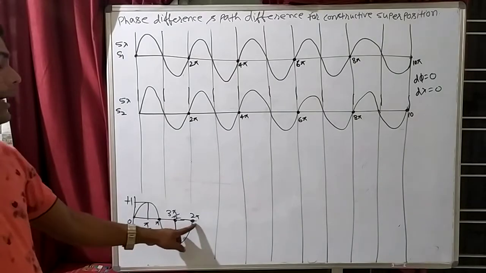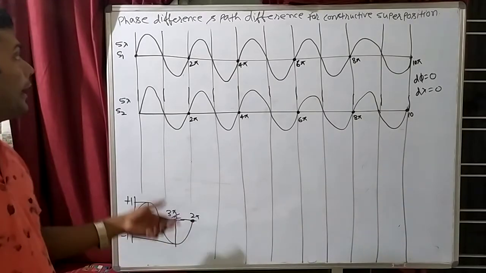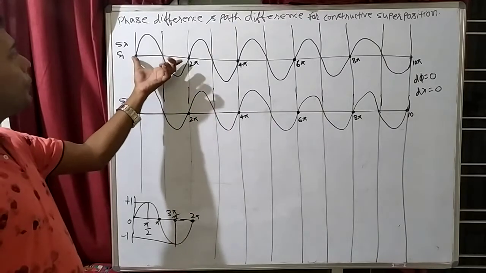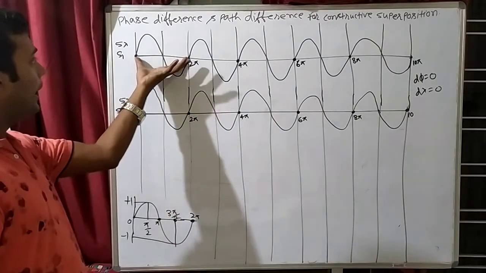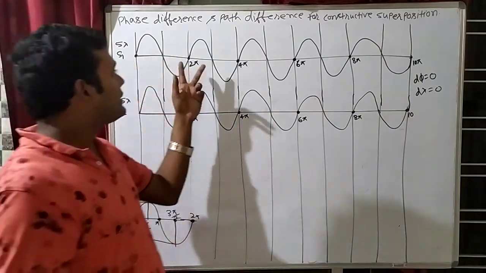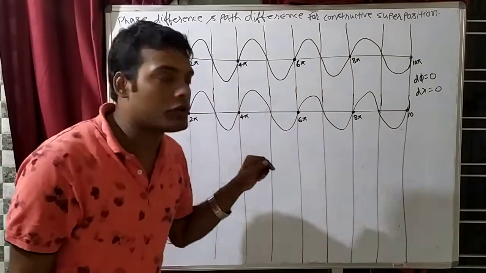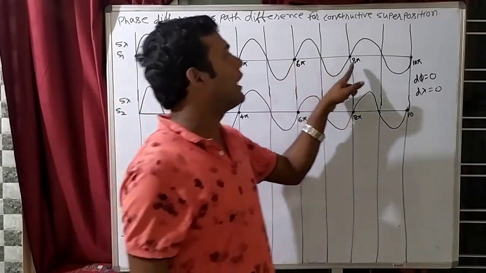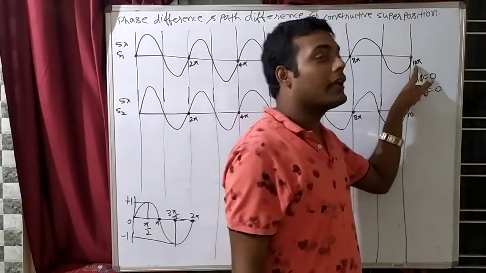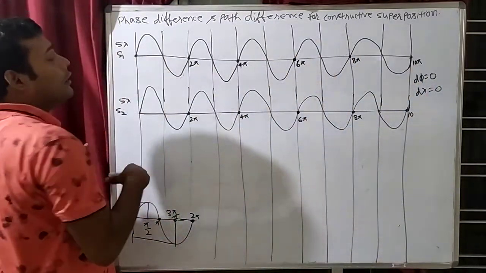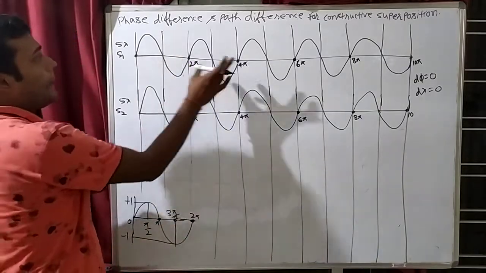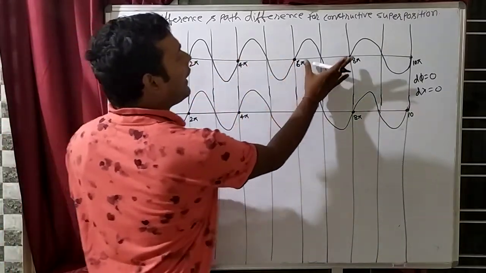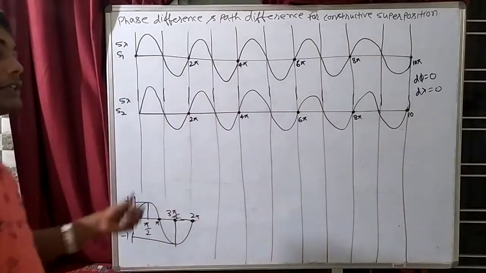So from here to here, how much is the phase? 2 pi. Phase means angle. 2 pi is one oscillation, 4 pi is the second oscillation, 6 pi the next oscillation, 8 pi, 10 pi. So can we count this? 2 pi, 4 pi, 6 pi, 8 pi, 10 pi. Clear? This is the second source.